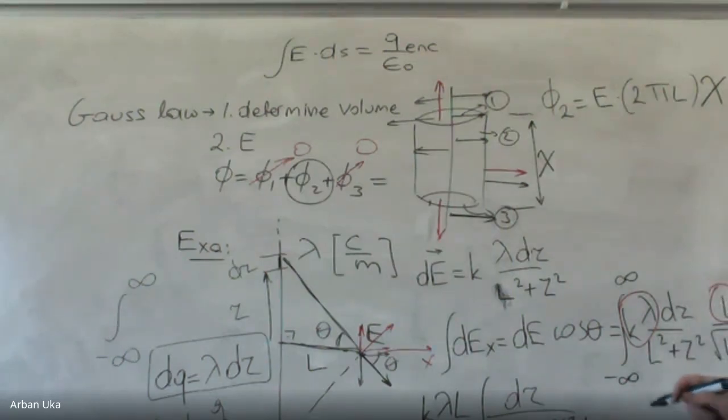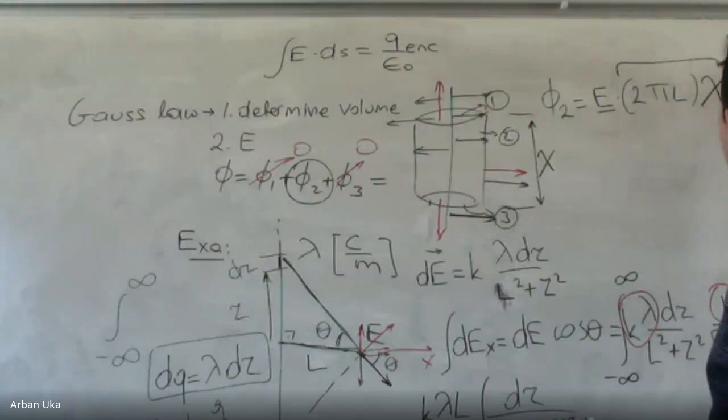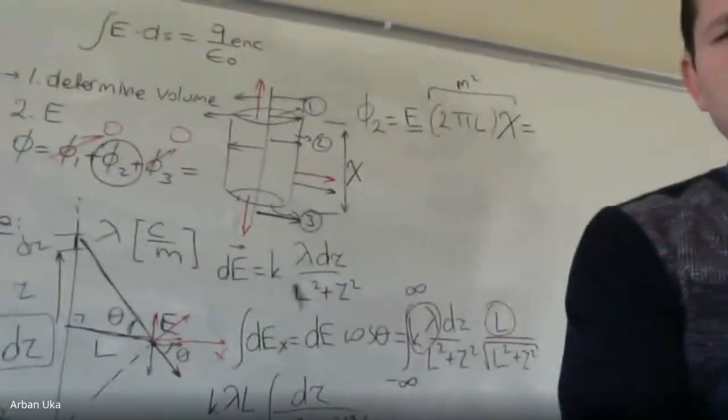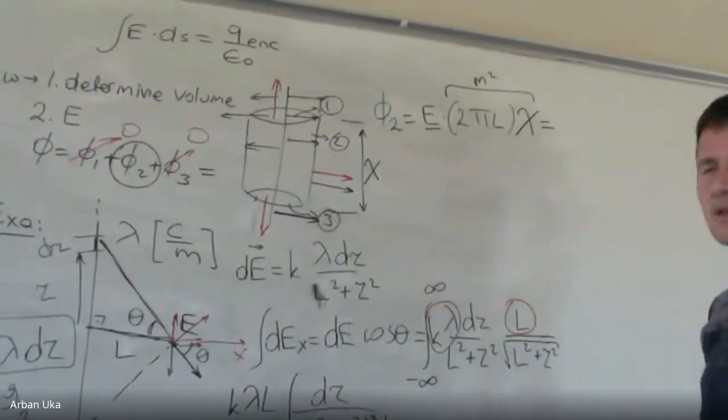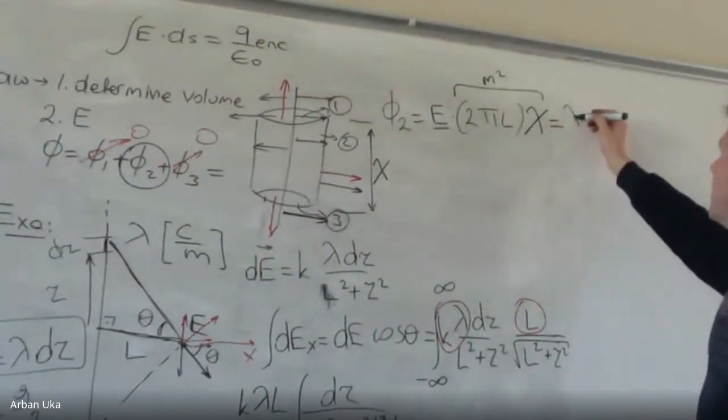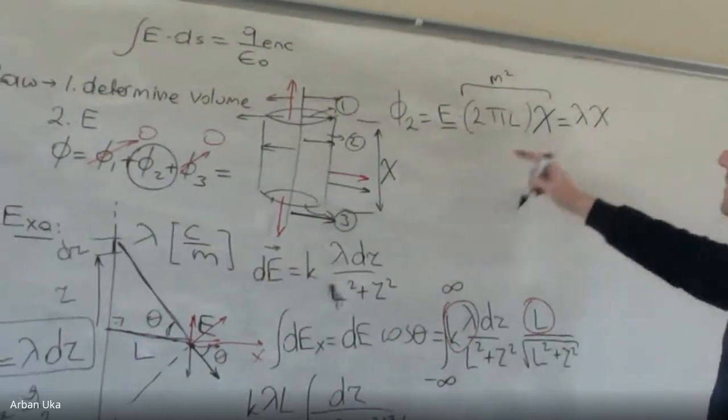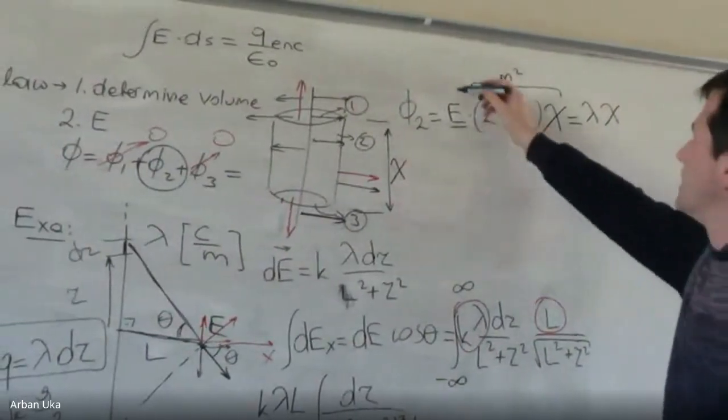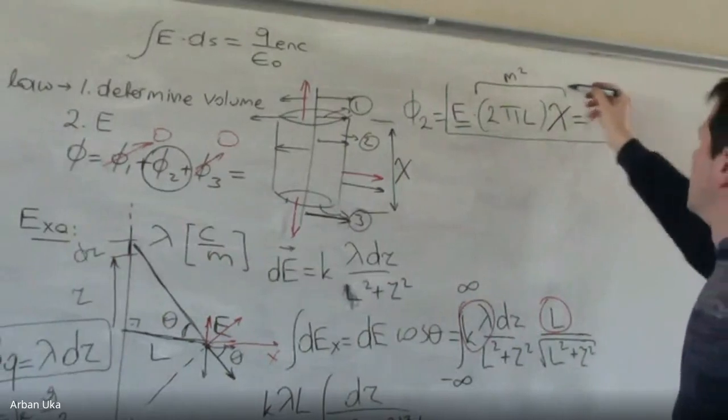And then, the flux is electric field times area. Let's look at the units. These two are measured in meters squared. This whole thing is equal to the enclosed charge. The enclosed charge is equal to lambda times the length of this thing, and that's all that we need.